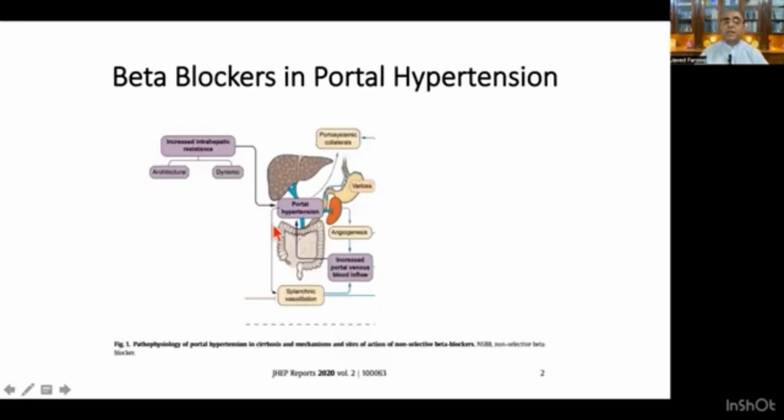So to further elaborate on it, this is the portal hypertension, and the reason, as I told you, is one, the increased portal venous blood flow, and the second, the increased intrahepatic resistance. One is the architectural, which is around 60 to 70%, and the second is the dynamic, which is because of the vasoconstriction, and this makes up the 30 to 40% of the increased intrahepatic resistance. So these are the two basic components: portal hypertension is because of the increased resistance, and second because of the increased portal venous blood flow.